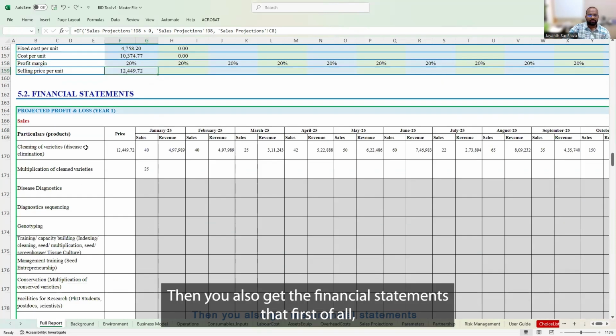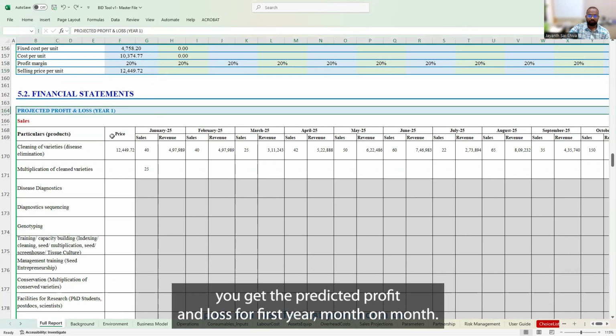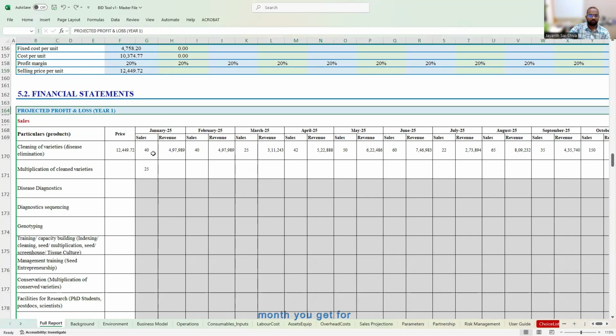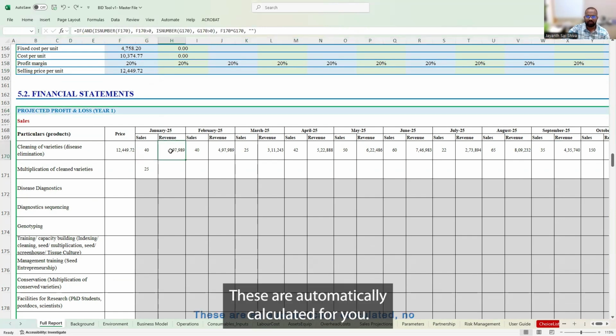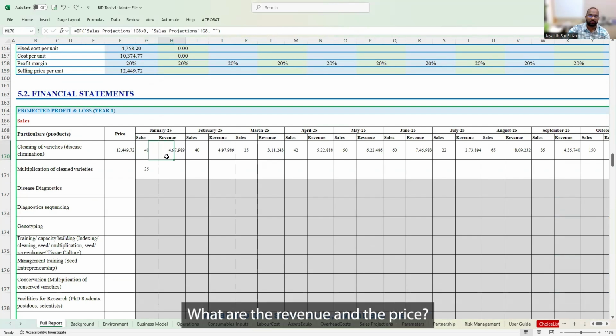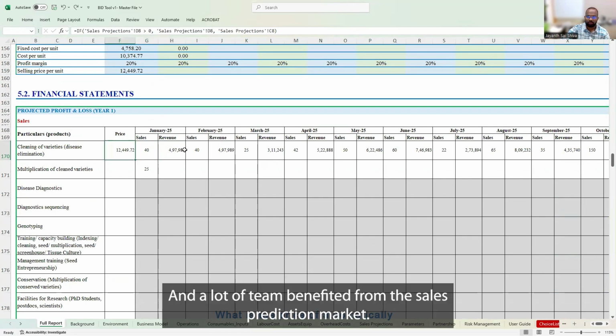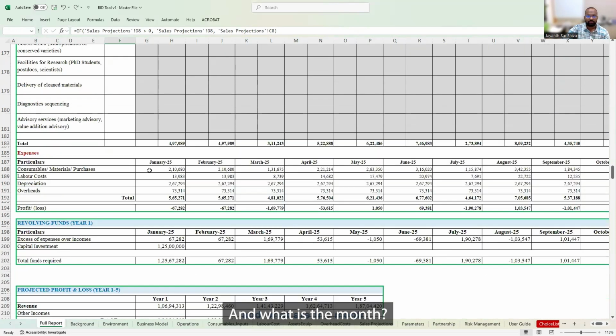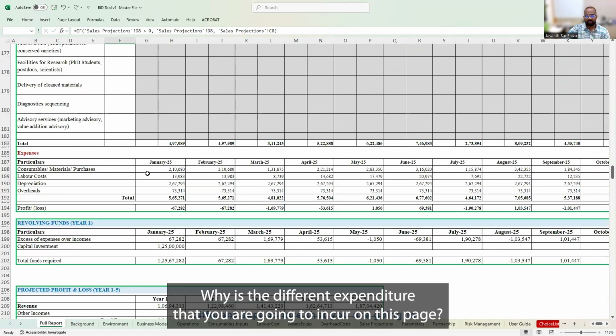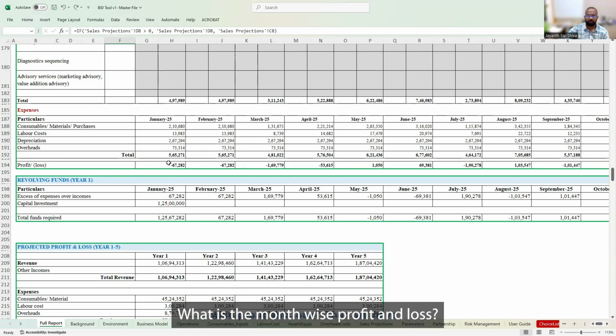Then you also get the financial statements. First of all, you get the projected profit and loss for the first year, month on month. You get for each product the sales and the revenue. These are all automatically calculated. No need for your input. What are the sales units? What is the revenue? What is the price? All are automatically calculated from the sales projection module. And what are the month-wise different expenditures that you're going to incur on different heads? What is the month-wise profit and loss?